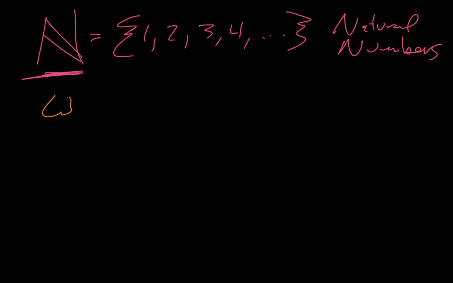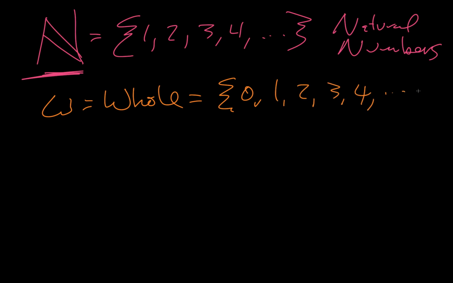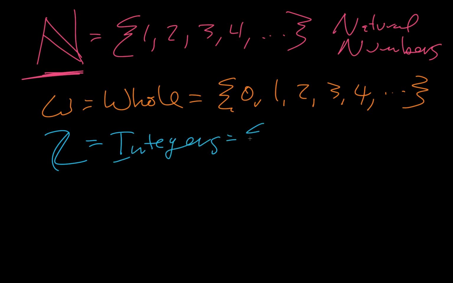Okay? Then we have the set of all whole numbers, and that just adds 0 into the mix. So it's just all the natural numbers, but we also have 0. And then from here, we get the integers. So that's a script Z. Integers. That gives us all of the negative whole numbers, 0, and the positive whole numbers as well.